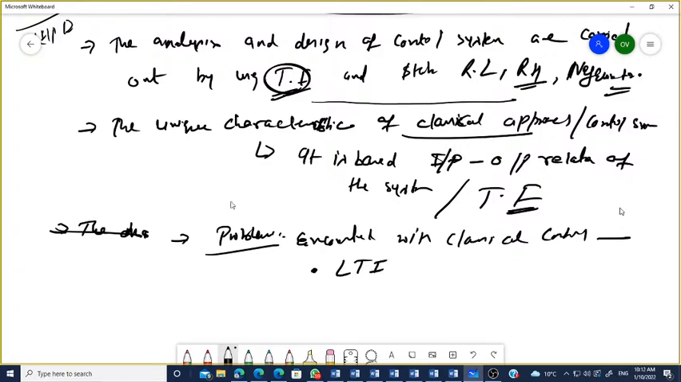This type of problem is not going to handle beyond LTI, linear time invariant. If the system is non-linear, you are not able to understand. If the system is time variant, you are not able to approach this type of system. So first of all, it is restricted only to the LTI system. Yes or no?